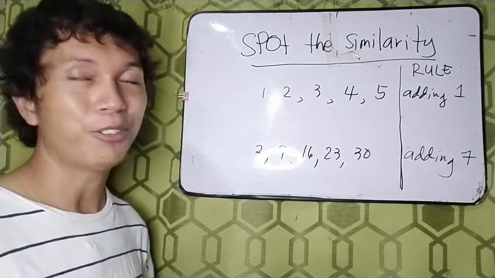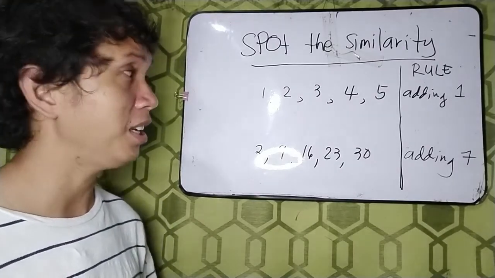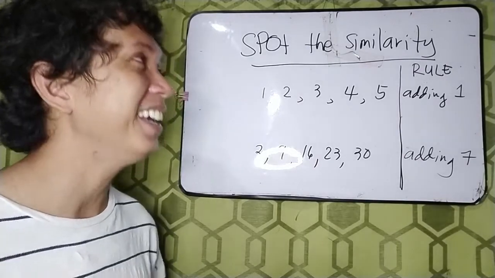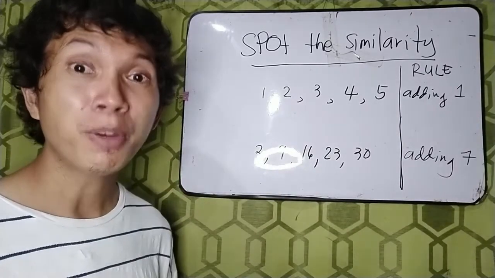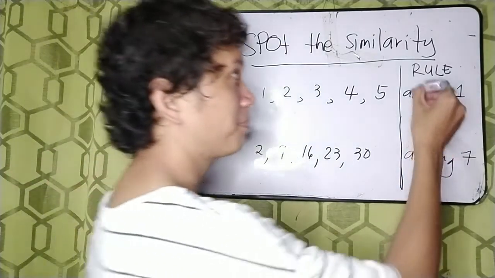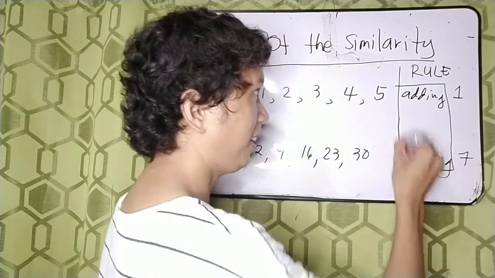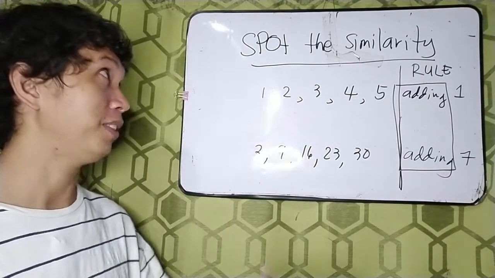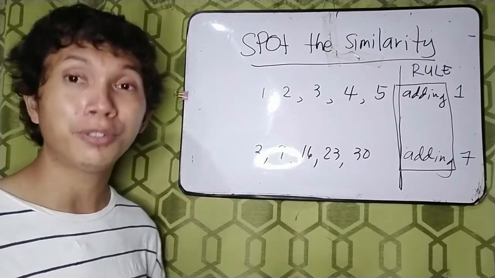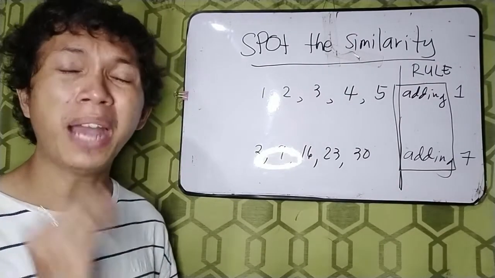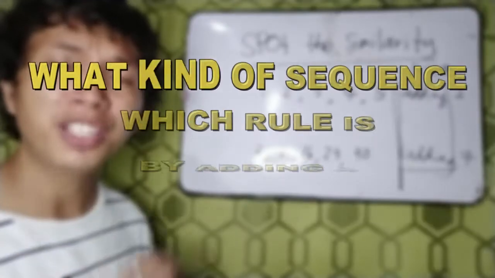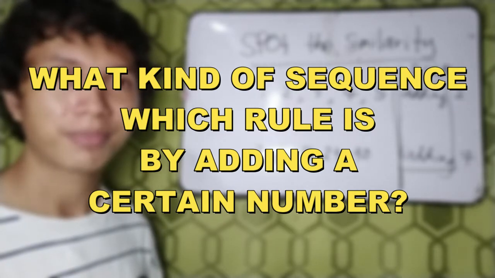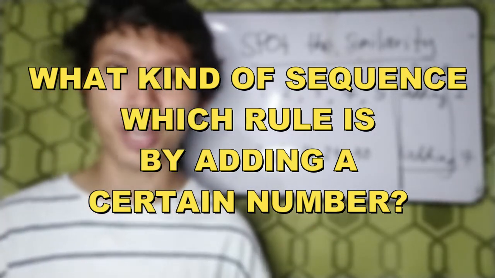Okay, so now can you tell me the similarity of these two sequences? Okay, they have the same rule, which is by adding. So to get the next term, we add a certain number. So that's the similarity of the two sequences. And when you have this kind of sequence wherein you're going to add a certain number, how do you call that sequence? Let's talk about it in this new Learn video.